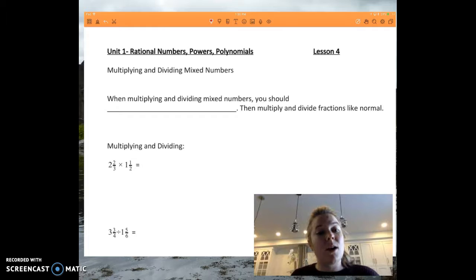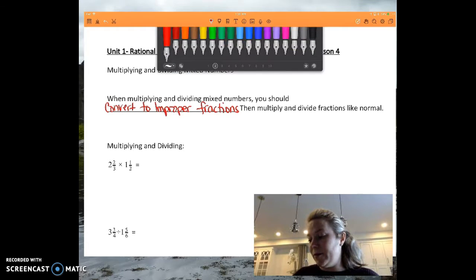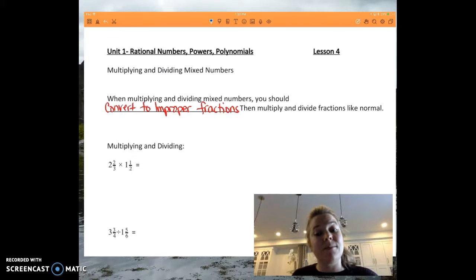Okay, so when you're multiplying and dividing mixed numbers, you convert them back to improper fractions. Then you multiply and divide them like normal. Now this is the first time we're seeing multiplying and dividing fractions, so let's do a quick review of how to multiply and divide your average everyday proper fraction.